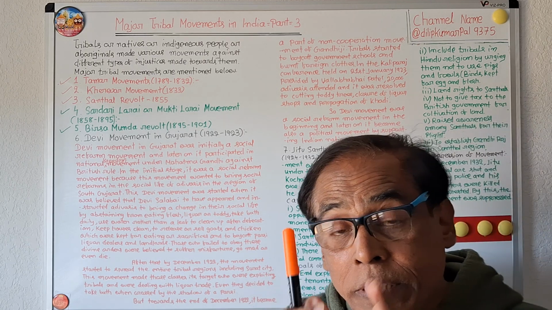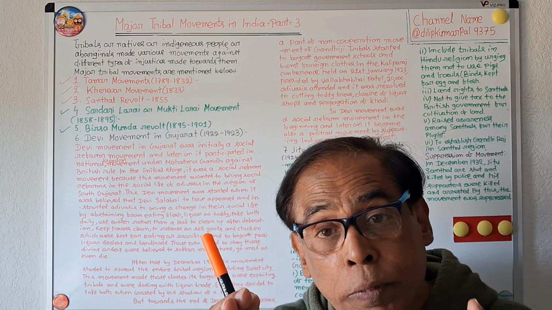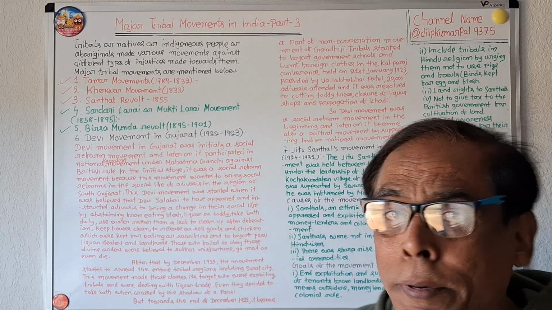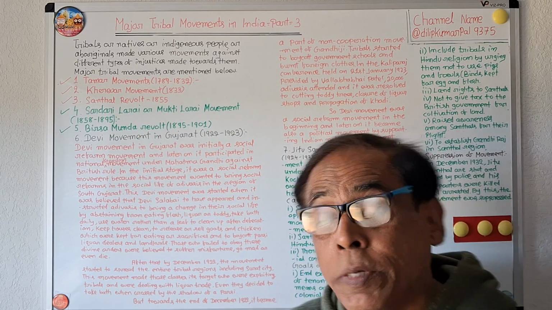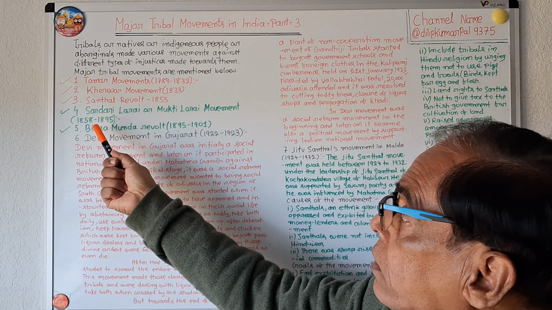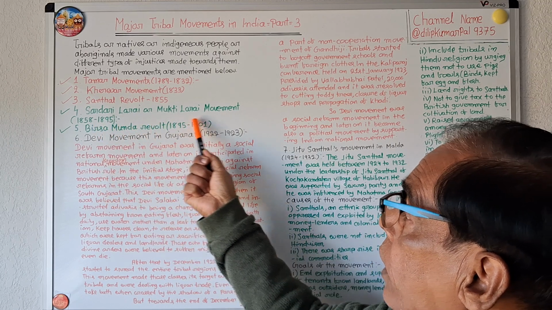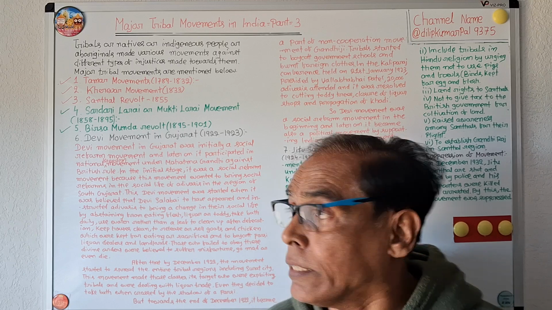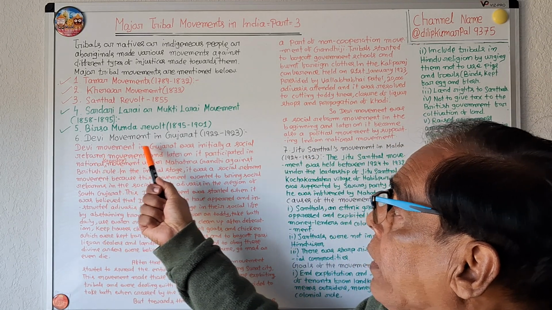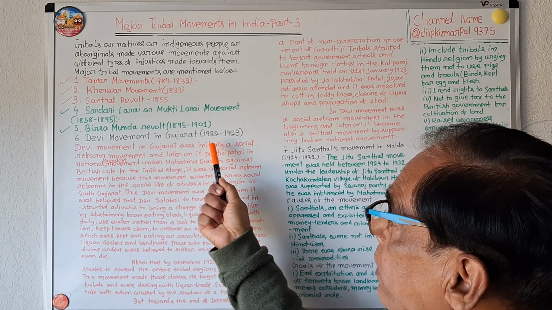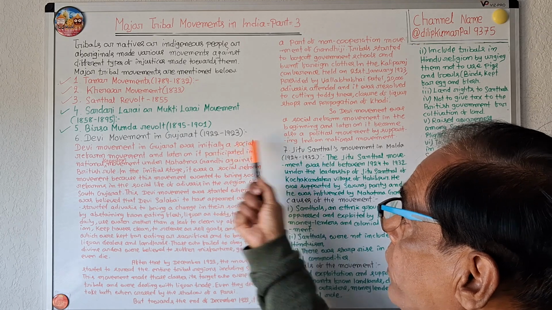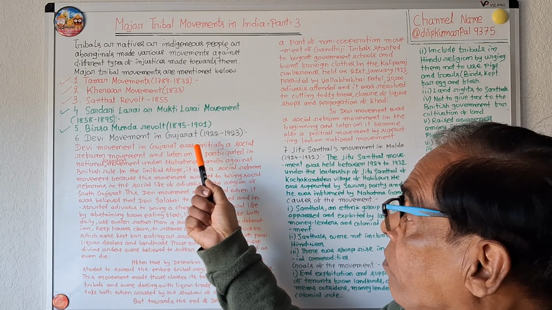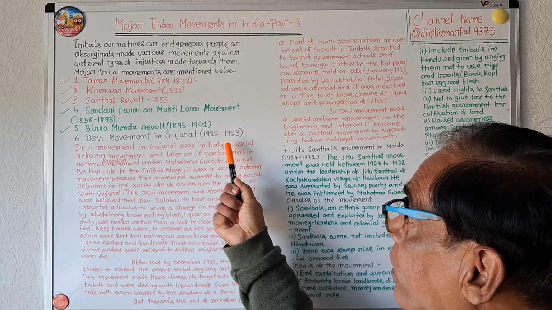We have already discussed, in major tribal movements part 1, the Tomar movement, Kherwar movement and Santhal movement. In part 2, I have discussed the Sardari Larai or Mukti Larai movement and the Birsa Munda revolt. Today I will discuss the Devi movement in Gujarat, 1922 to 1923.